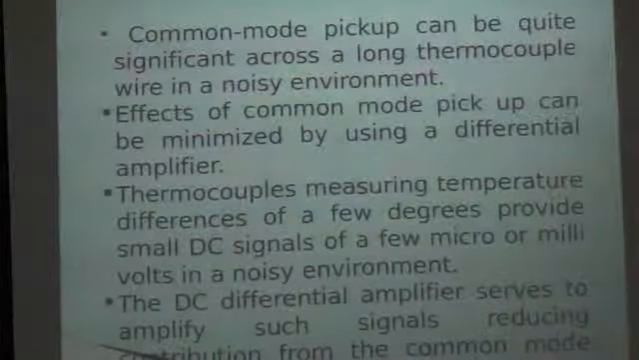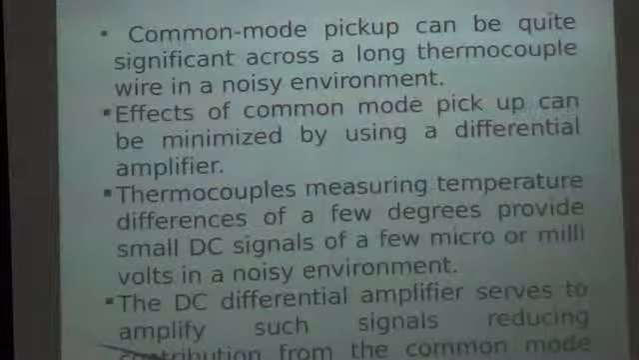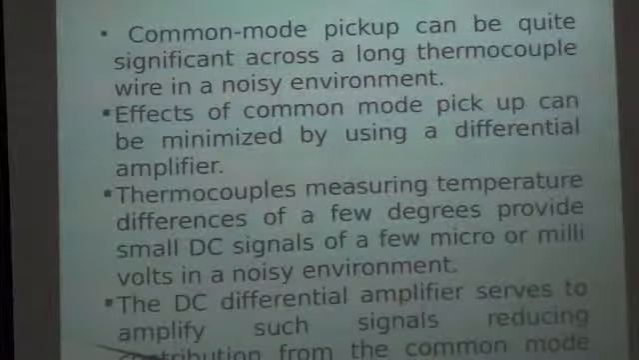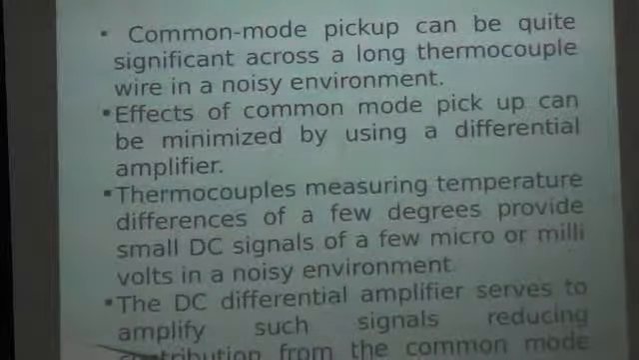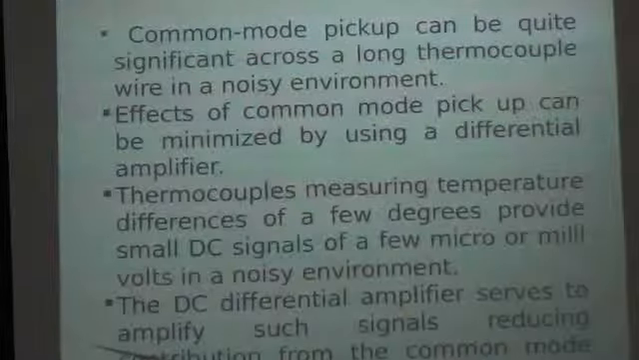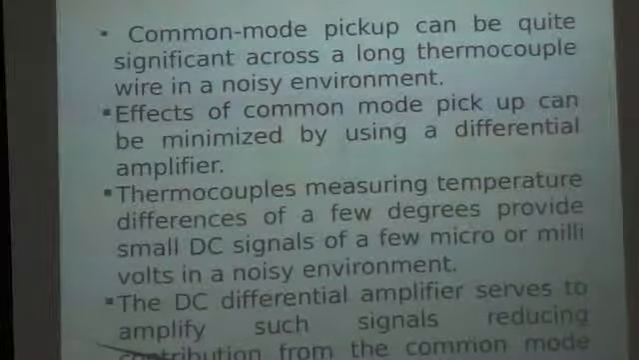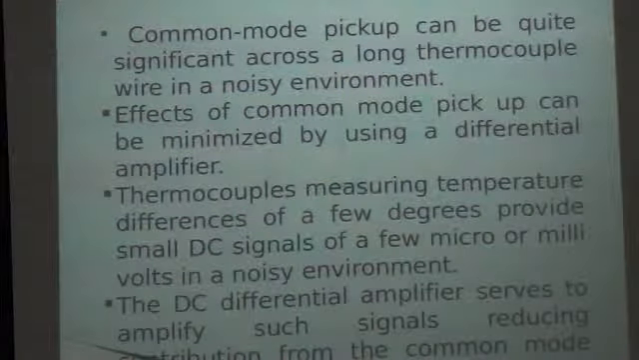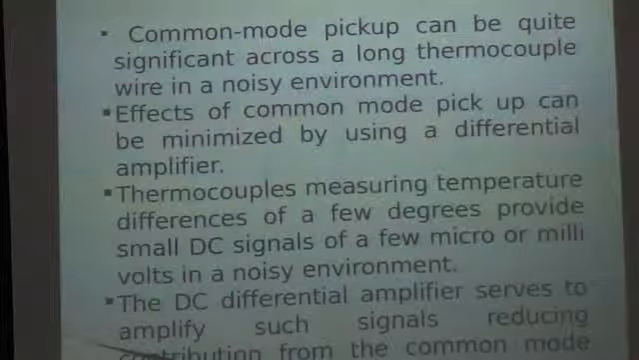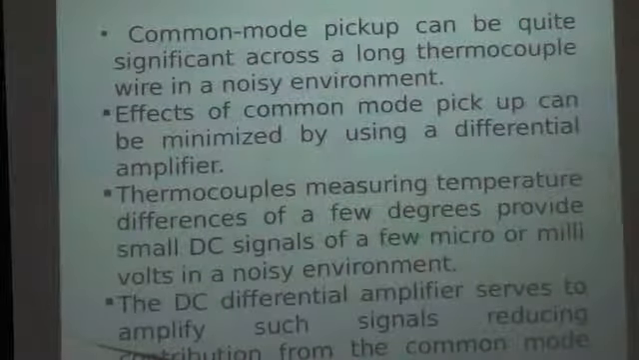Common mode pickup, the common mode signal, is very common if we are using a long thermocouple wire, and that too in a noisy environment. The effects of common mode pickup can be minimized by using a differential amplifier. We will see just after this how. Thermocouples measuring a temperature difference of a few degrees centigrade provide a very small signal, and the DC differential amplifier serves to amplify the signal and also reduces the noise.